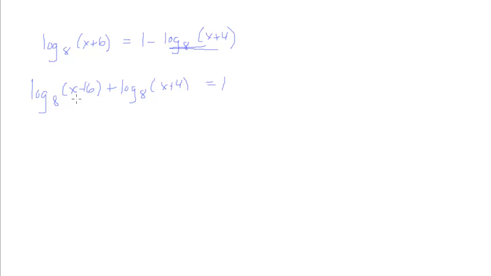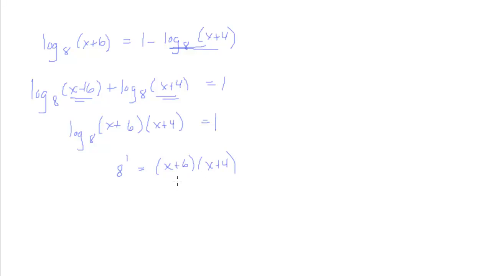So now using properties of logs, I can write this as 1 log of base 8 and then multiply the x plus 6 and the x plus 4. So now I've achieved one expression equaling a number, so I can change this to an exponential expression. So 8 to the 1 is equal to x plus 6 times x plus 4.